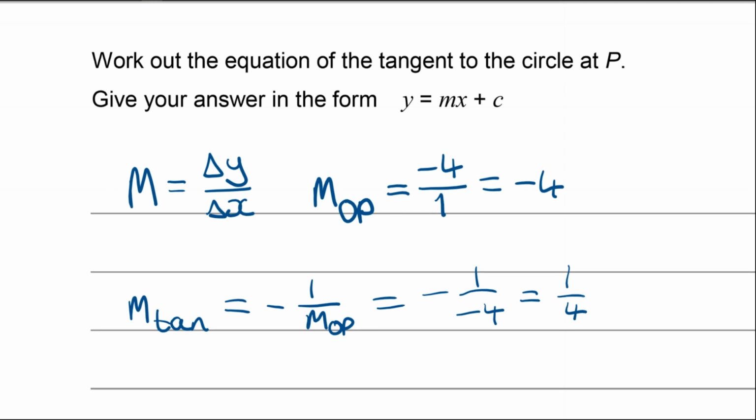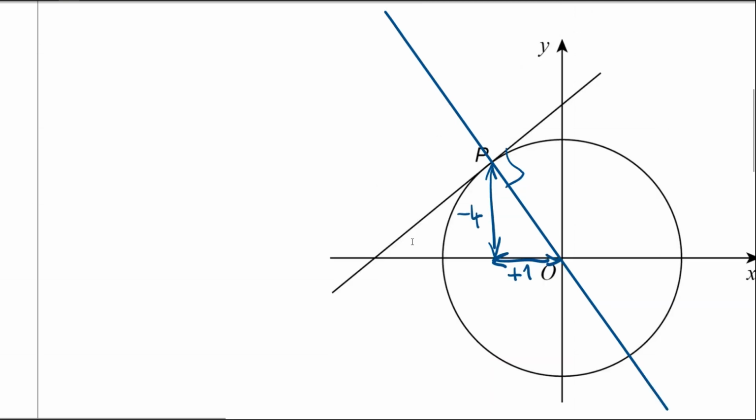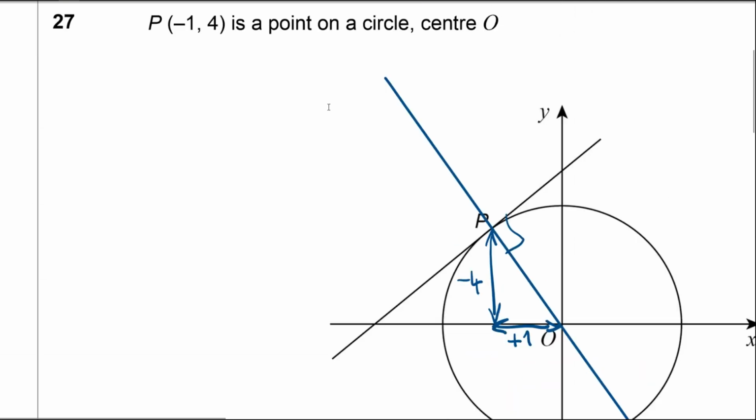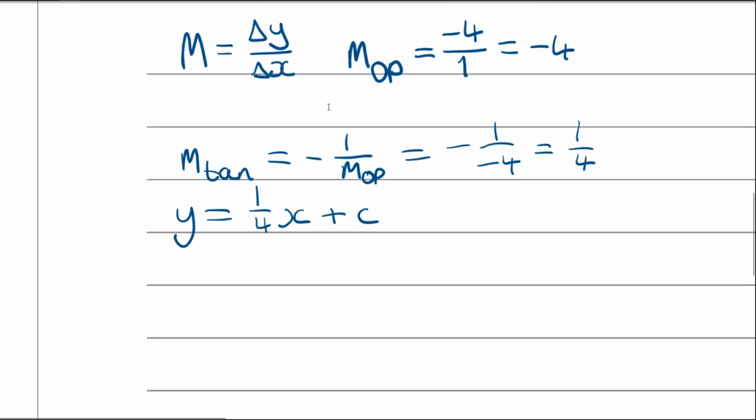Okay, so that means that our line is going to have an equation of the form y equals a quarter x plus c. So now that we've got this, we know that our line passes through the point (-1, 4). So we're going to plug that into our equation. So the y value is 4 and the x value is -1. And we don't know the c value. So we're now going to rearrange our equation.